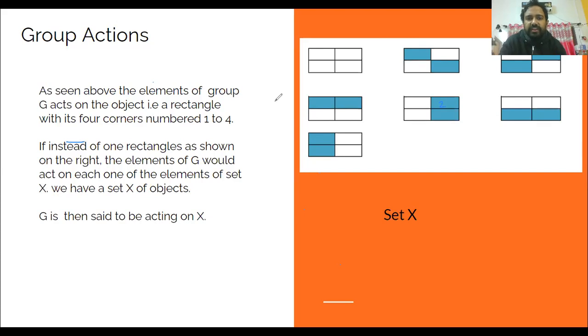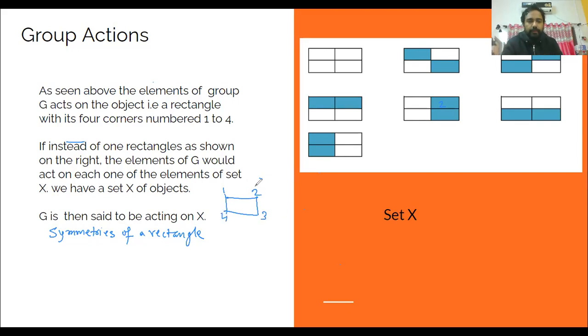Okay, before we discuss this, we have to discuss one more thing, and that is the group of symmetries of a rectangle. We consider a rectangle like this. 1, 2, 3, 4 are the labels of its corners.